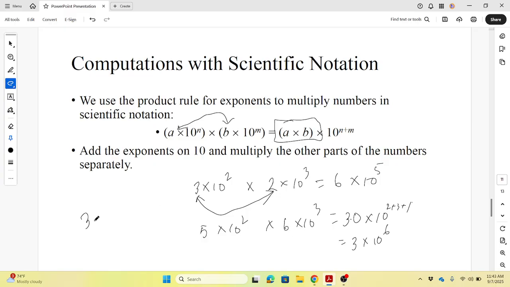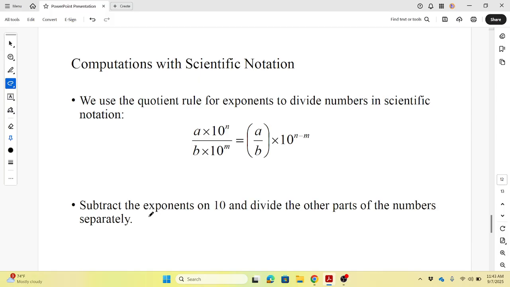Originally it has to be 30 times 10 to the power 5, but we cannot express 30 as a number greater than 10, so we have to make it less than 10. How do you do that? By putting the decimal after the first digit, which moves it 1 place. That's why it becomes 6. You have to increase the exponent here.